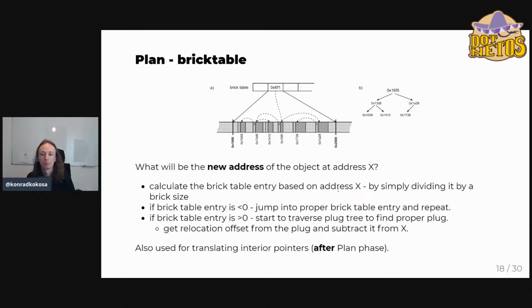Okay, so here we have all this data: plug tree, gaps, plugs. This is the whole plan phase, the heart of the GC. This is how it is working.